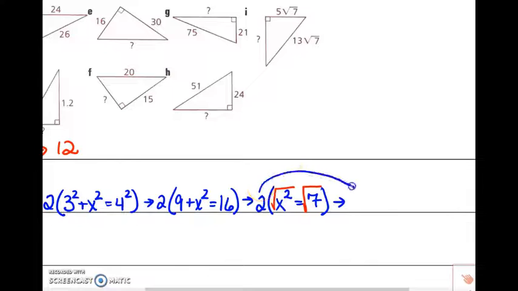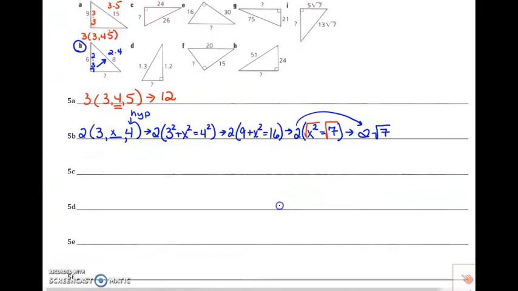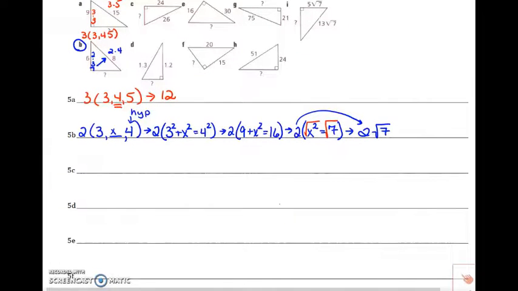Now, I need to make sure that my final answer is 2 times the square root of 7. X was the square root of 7, but we need the scaled version of that, which is 2 times that. When you use the reduced triangle principle, in almost every occasion, your radical will be in simplified form. That's one of the benefits of the reduced triangle principle.